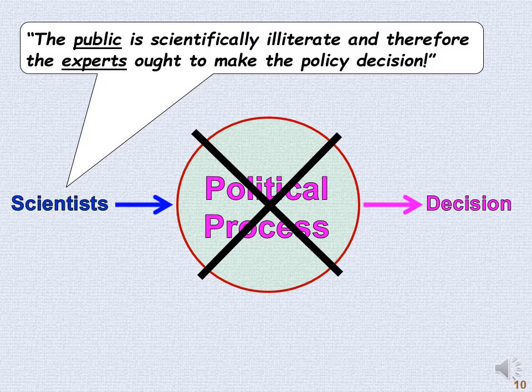Scientists typically take the view that the public is scientifically illiterate, which is essentially true, and therefore experts ought to make the policy decision. And this is a technocracy model in contrast to the democracy model, and that is really let the experts decide these questions. The general public just isn't capable of making these decisions, and if they do make them, they tend to get involved in emotional issues and they don't stick to the facts.